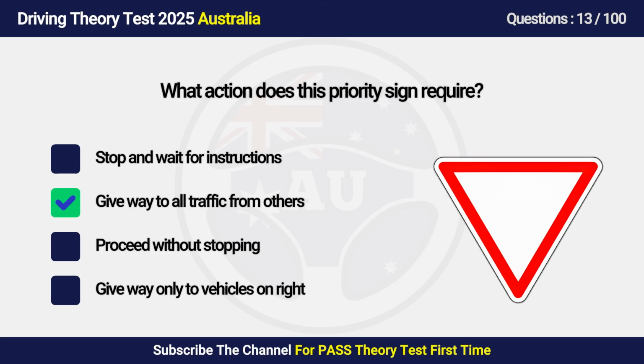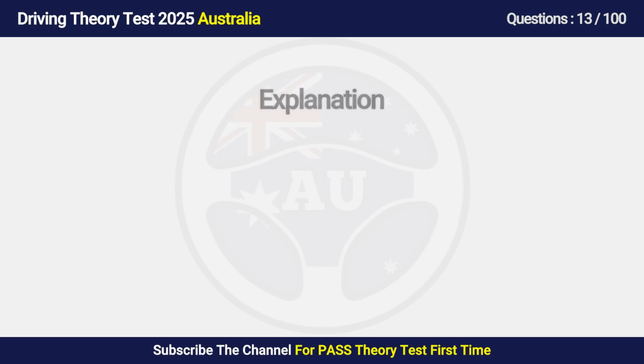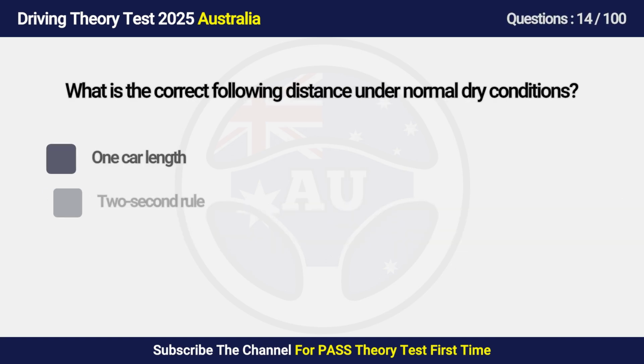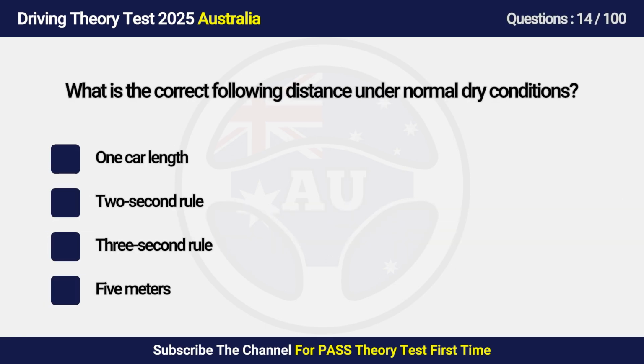Answer is B. Give way to all traffic from others. This give way sign means you must slow down and be prepared to stop if necessary, giving way to all traffic from other directions. Question 14. What is the correct following distance under normal dry conditions?